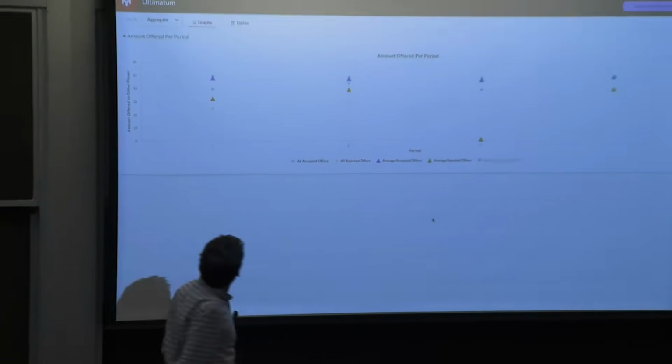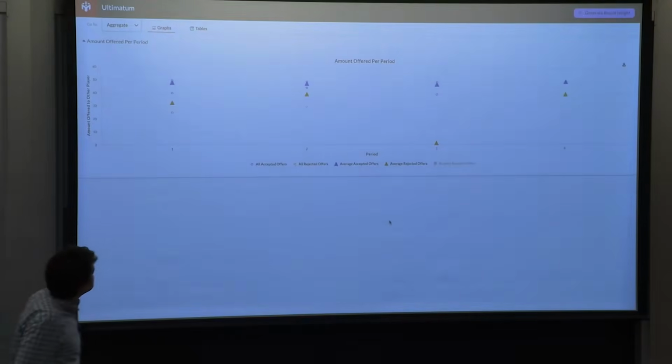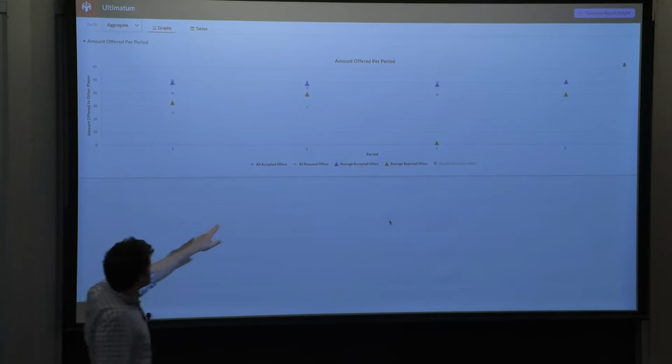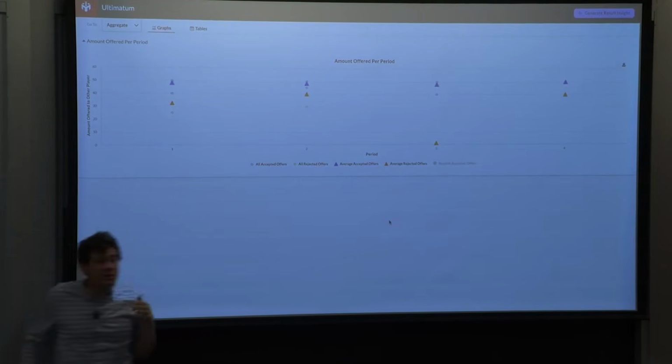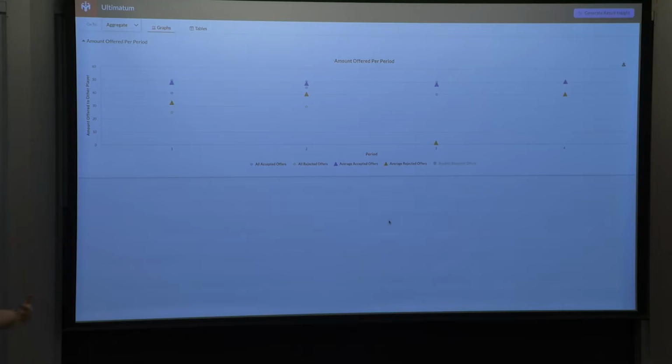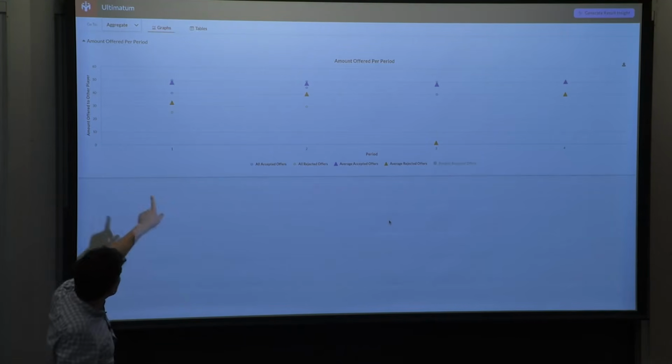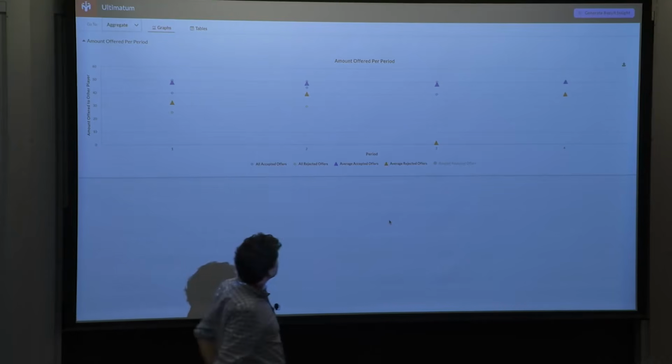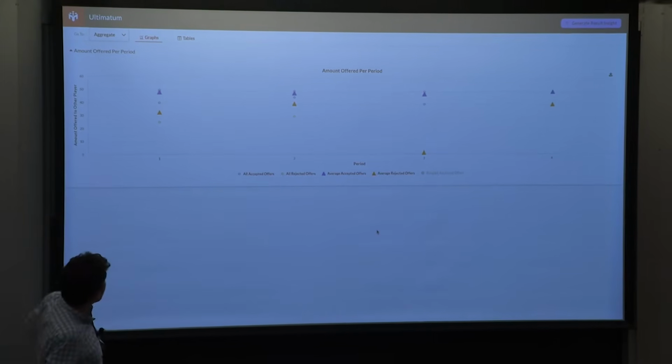So here we have a table of the results. What we can see is the blue circles. These are offers that were accepted. So this is the amount that the proposer offered the responder could receive out of the 100. And then the orange circles are offers that were rejected. And then we see the averages here.